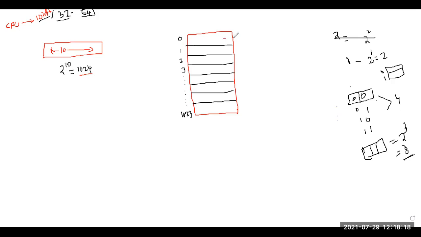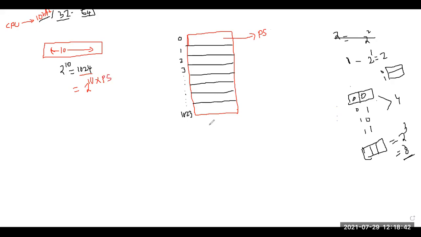Now I will say this is my page size. Each block is called a page size. Then what is the memory supported? The memory supported will be your number of locations, which is 2 to the power of 10, into the page size. Yes or no? Okay, now this is my total memory.